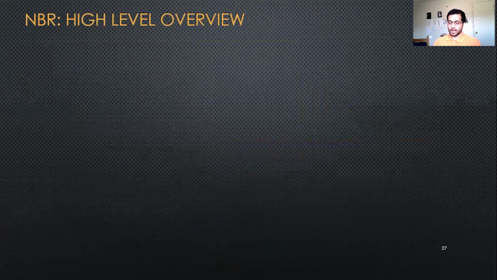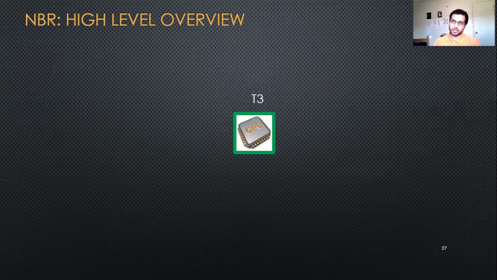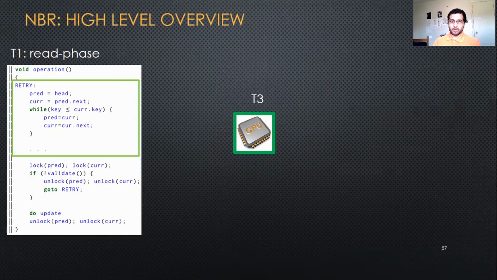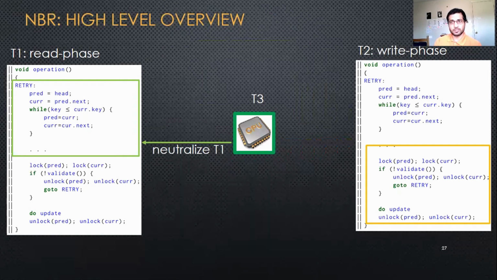Now, let's see at a high level how this consensus is actually realized or implemented in NBR. Let's say there's a thread T3 which is trying to free its buffer of retired records, and another thread T1 is in read phase and some thread T2 is in write phase. When T3 wants to reclaim, it will first send signals to these threads. Let's say T3 sends a signal to thread T1, which is our neutralizing signal. Basically, these are the POSIX signals which T3 sends.